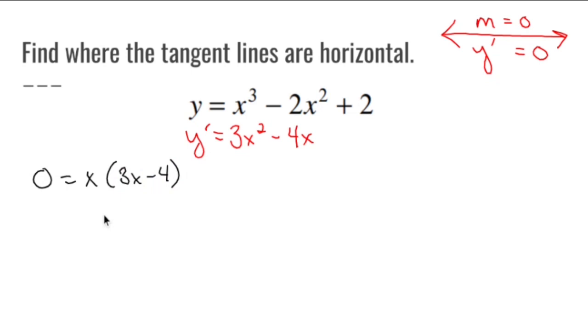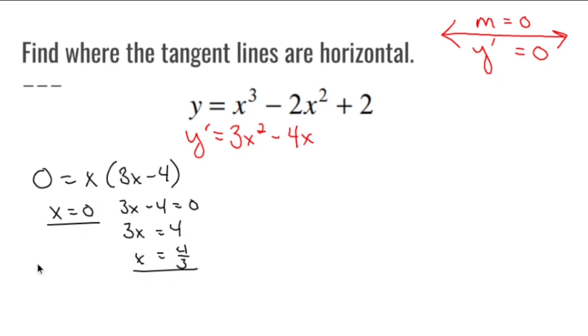If 0 equals something times something, you're going to use the zero product property, and you take each factor and set it equal to 0. So x is equal to 0, and 3x minus 4 is equal to 0. Add 4, and you get that. Divide by 3, and you get that. These are the x values, rather, where my tangent line is horizontal.